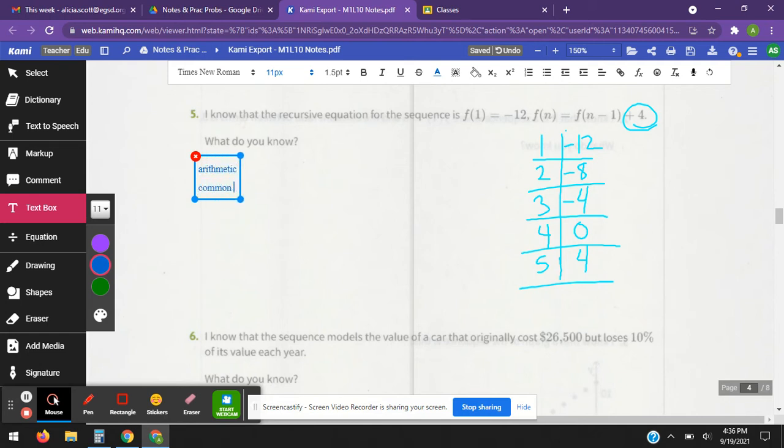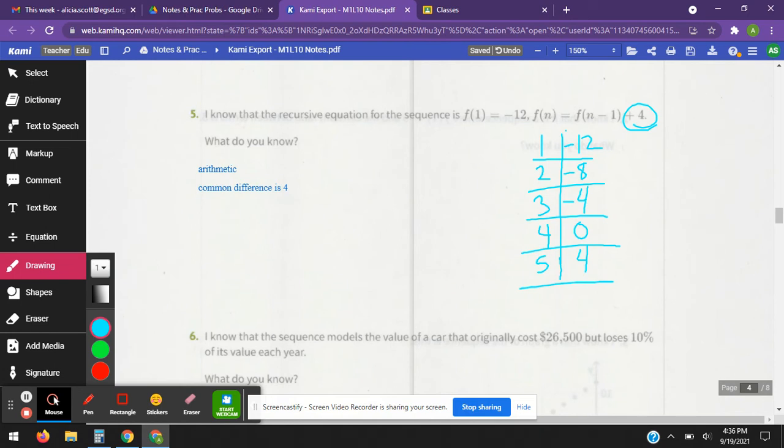My common difference is 4. And then I just need an explicit. Let's jump to an explicit, because I found some missing terms. And I'm not going to worry about the graph. So f of n equals, what did I start with? I started with a -12. And then I'm adding 4 over and over. But it's my first term, so I need an n minus 1. All right. That one looks good.